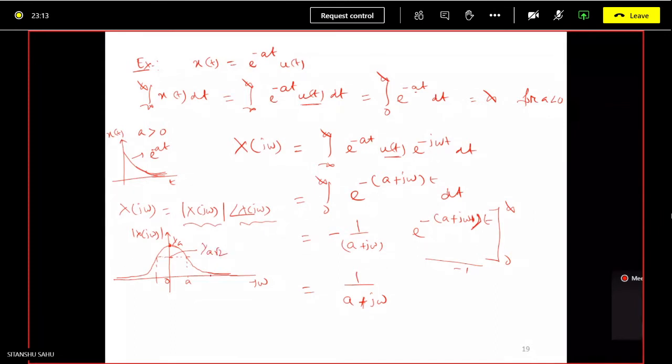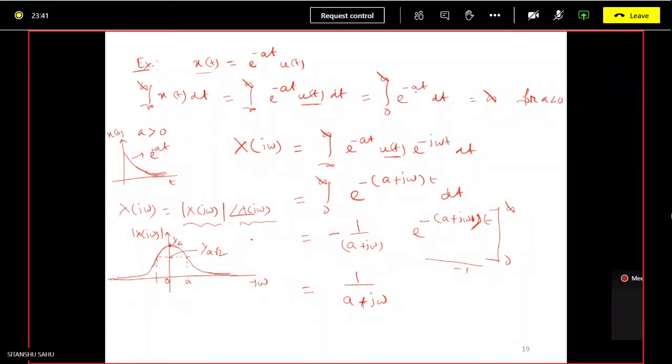Now if you see, the spectrum goes from 1 upon a and goes on decreasing, and it is symmetric also. In the negative side, the way it is decreasing, in a similar way it is decreasing on the positive side of omega, and it goes up to infinity, right? So this is the magnitude spectrum, or the spectrum of the signal x of t.